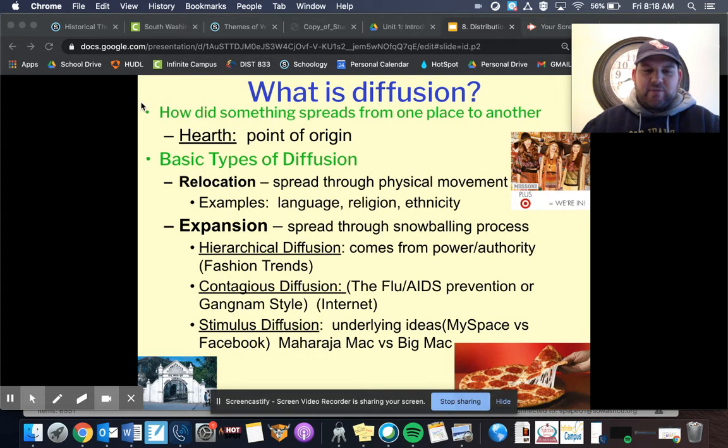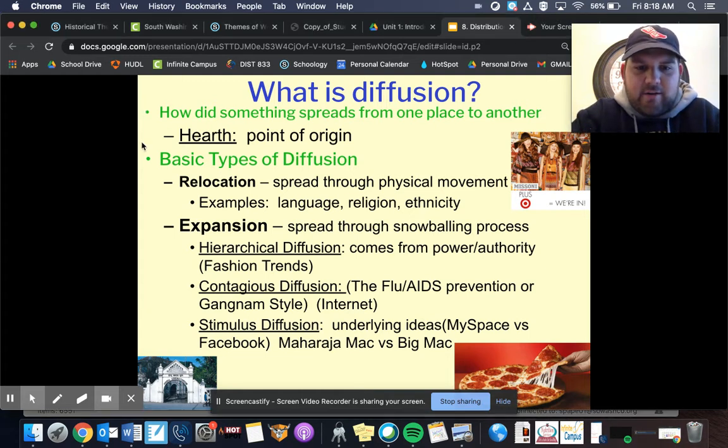Expansion diffusion can be further broken down into three different types. But expansion is spread through the snowballing process. When a snowball rolls down a hill, it continually gets added to and becomes bigger and bigger. That's expansion diffusion. Like I said, we have three different types. First, hierarchical diffusion, which comes from power or authority. Things like fashion trends diffuse through hierarchical diffusion because you look at people that wear things.